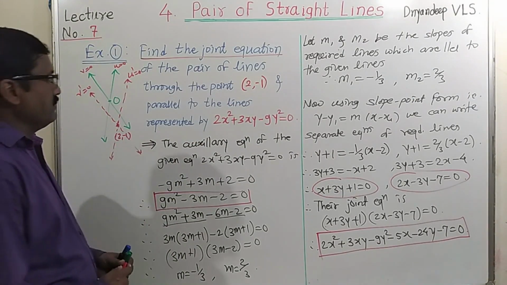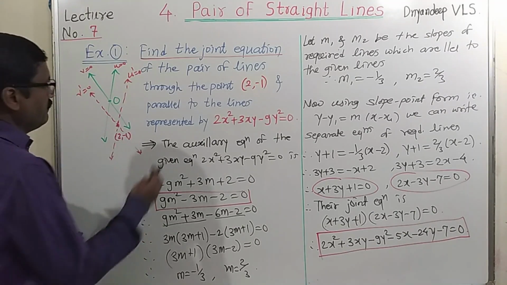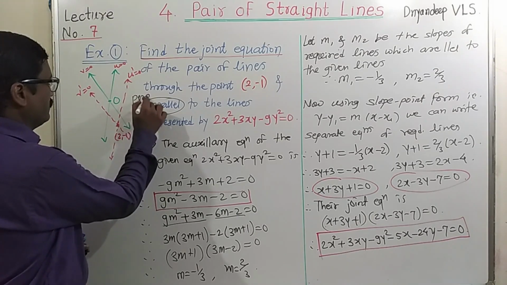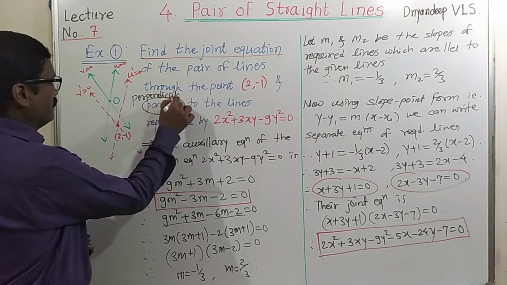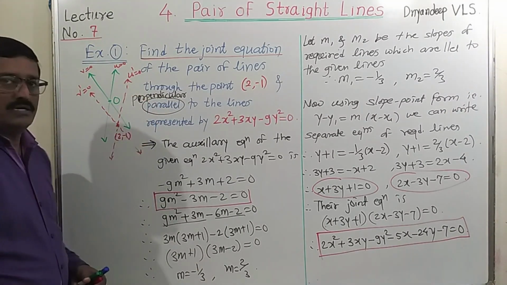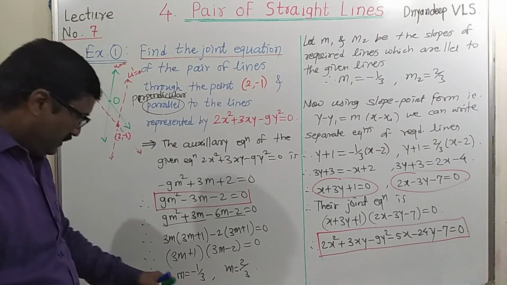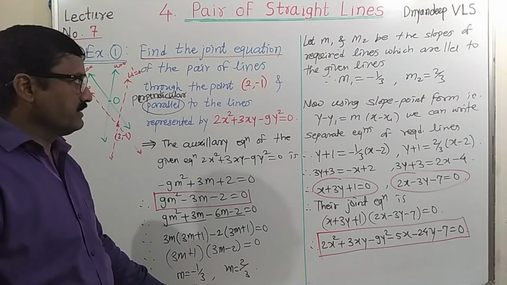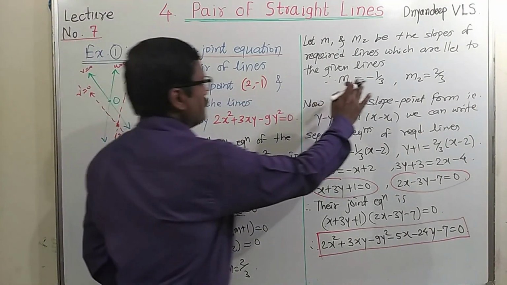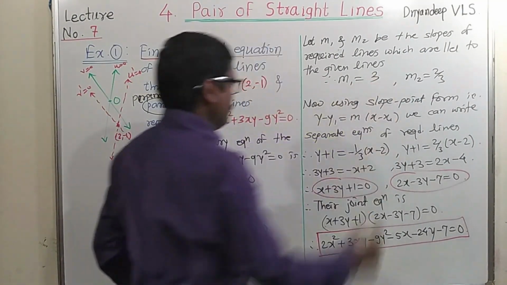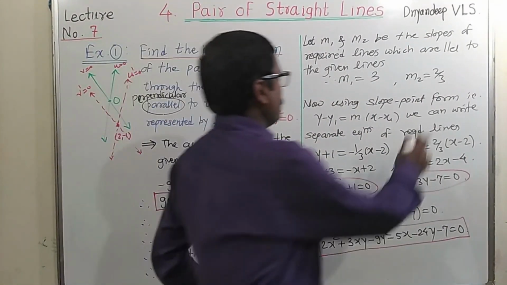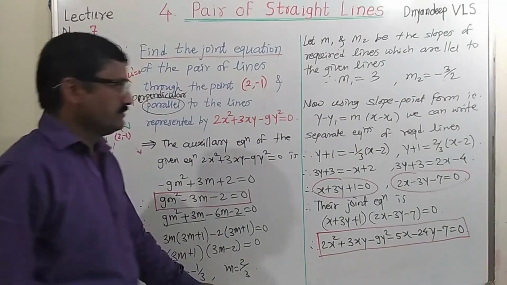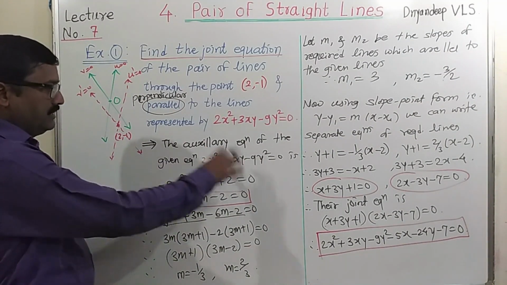Sometimes, instead of the word parallel, they may ask perpendicular. If the same question is asked and this word is changed, then what to do? Knowing these slopes, find the slopes of the perpendicular lines. If the slope of the given line is -1/3, its perpendicular slope will be +3. The slope 2/3 has a perpendicular line with slope -3. And follow the same method, you will get another answer.